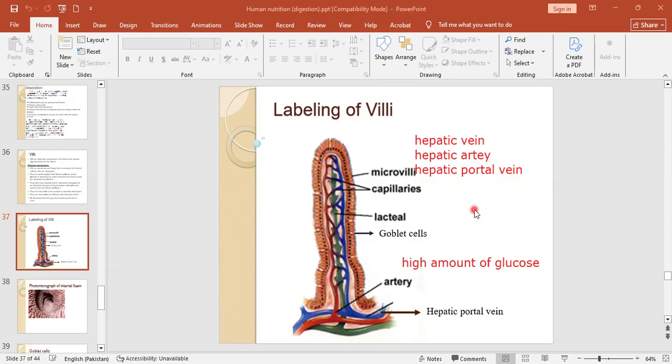Okay, when it reaches the liver, and from the liver that blood goes to the other parts of the body or to the heart, the amount of glucose reduces there. So what happened in the liver? What happened in the liver that the hepatic vein, which is going out of the liver, also has glucose, and the hepatic portal vein also has glucose. Both have glucose. But why would the hepatic vein have a lesser amount of glucose as compared to the hepatic portal vein?